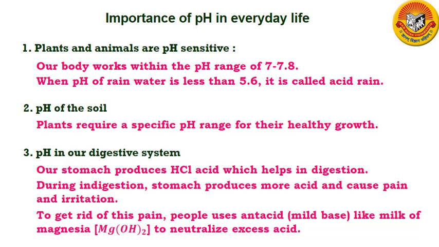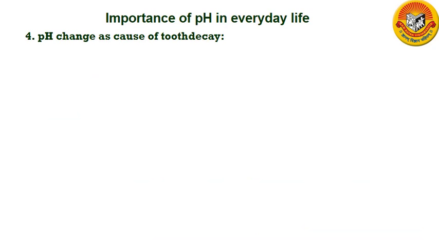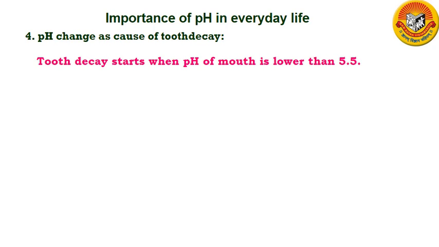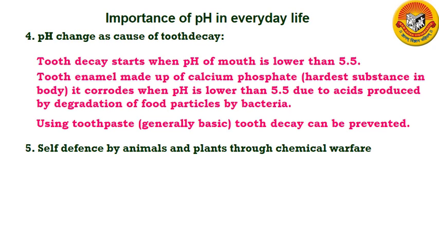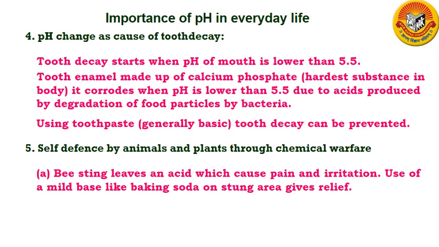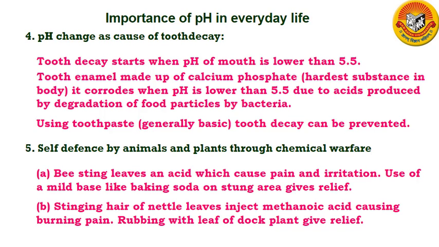We have seen pH in our digestive system. We have seen how our stomach is producing HCl and how it is useful. We can see it in more detail when we study biology. We have seen the cause of tooth decay, and how animals and plants protect themselves through chemical warfare using acids, like bee sting and nettle leaves. So in this lecture we stop here.